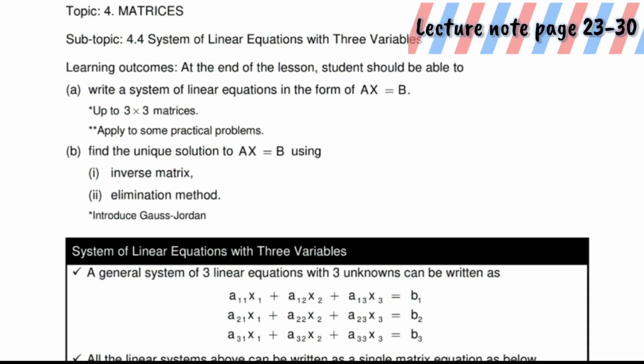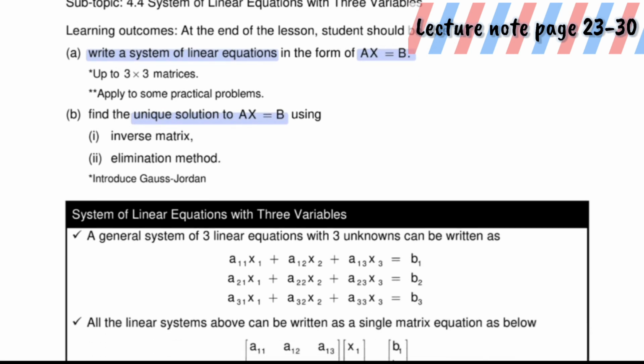Video 3, 4.4: system of linear equations with 3 variables. Learning outcomes at the end of the lesson: student should be able to write a system of linear equations in the form of AX equals B, up to 3 by 3 matrices, apply to some practical problems, and then find the unique solution to AX equals B using inverse matrix or elimination method.